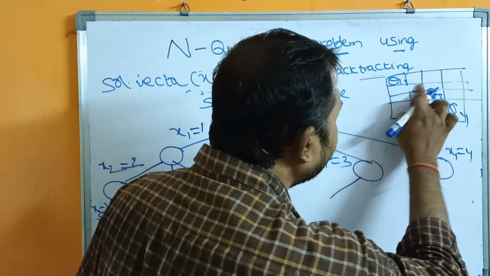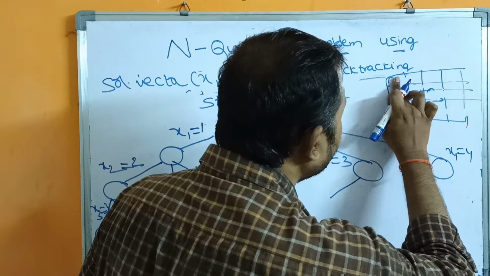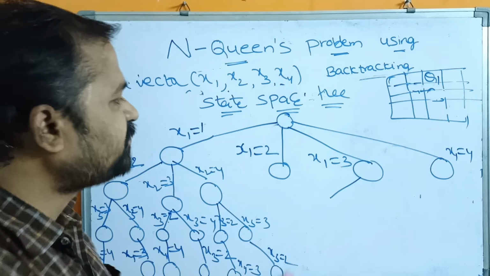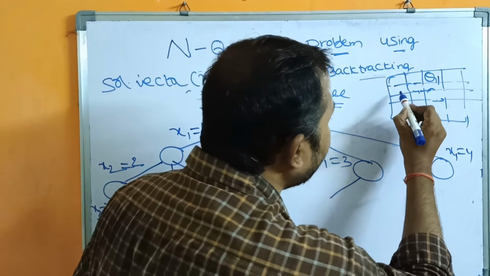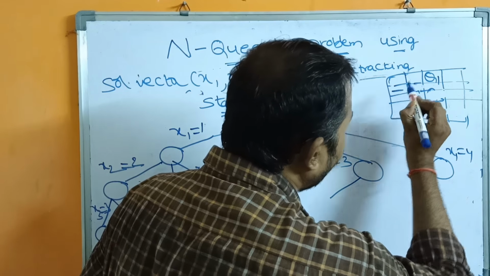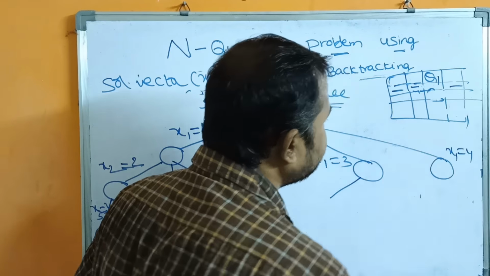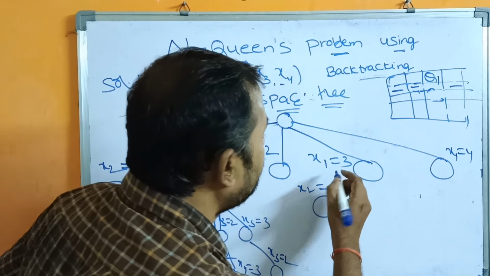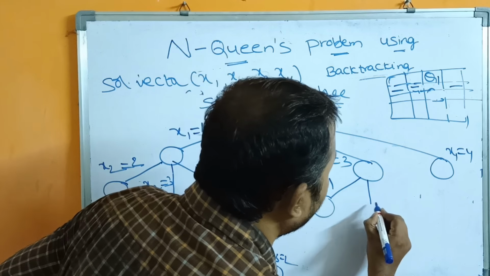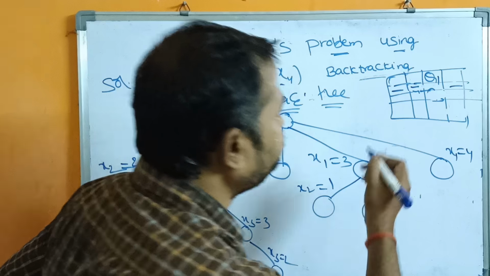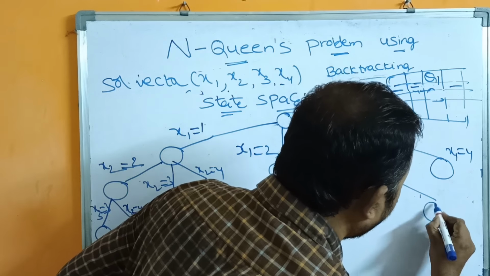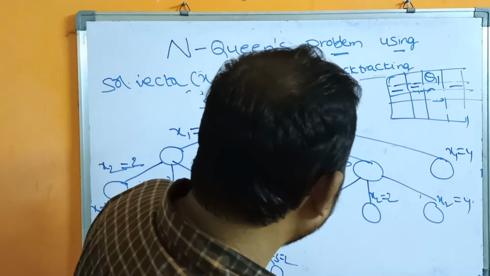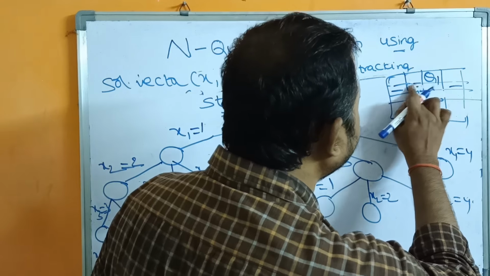Let us assume that q1 is placed in first row third cell. Then where can we place q2? Second row first cell, or second row second cell, or second row fourth cell. So it specifies that x2 can be either 1, or 2, or 4. Next, let us assume that x2 is placed here.